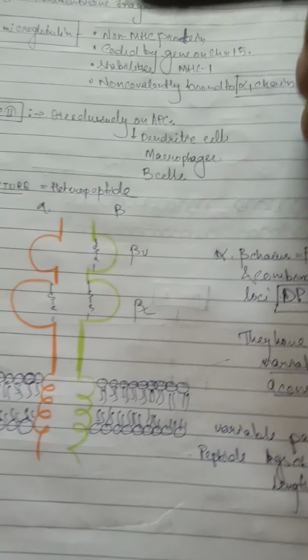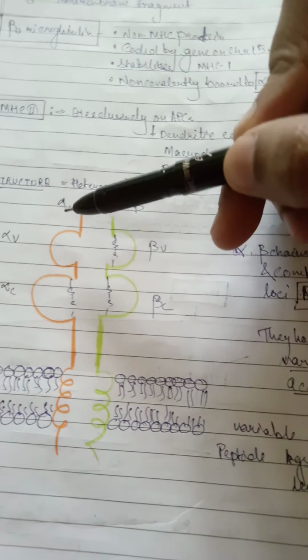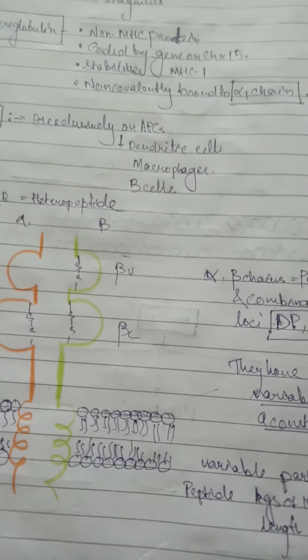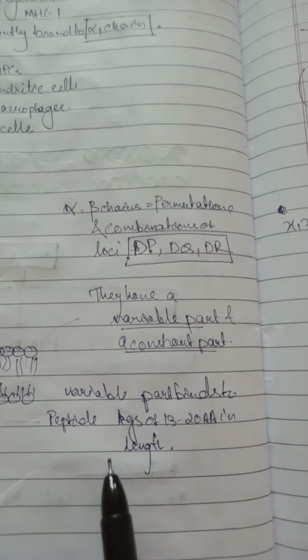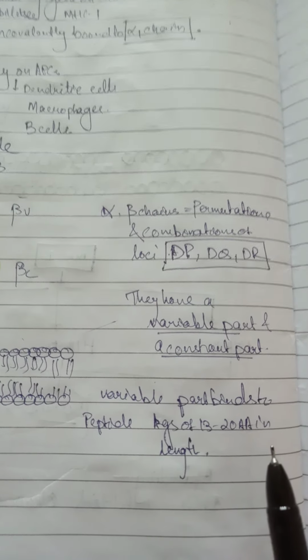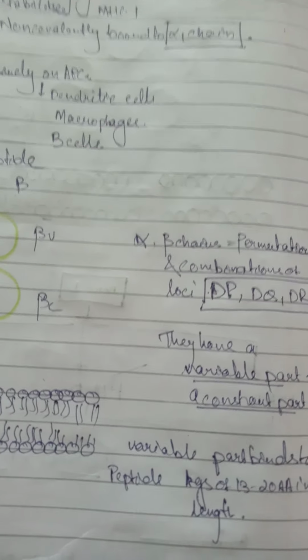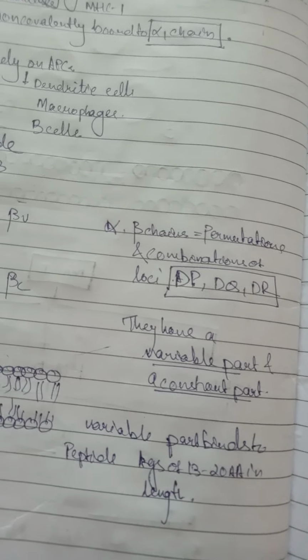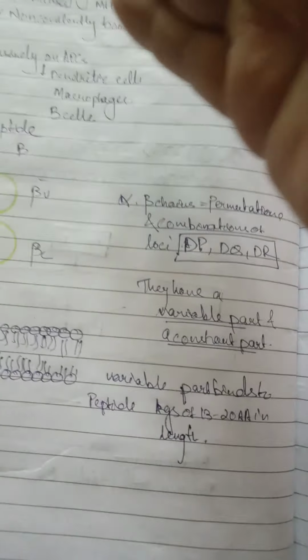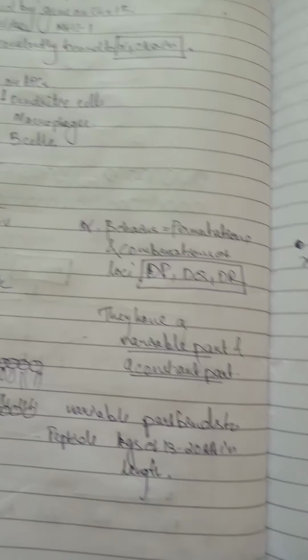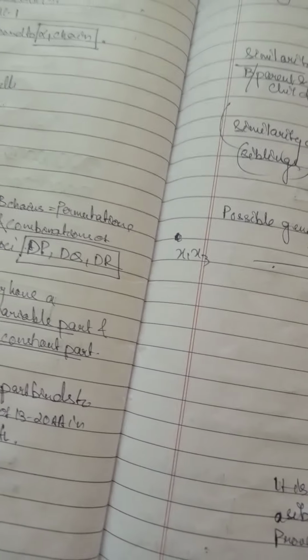The antigen binding pocket is formed by the alpha variable and beta variable parts of the MHC2 molecule, which can bind to peptide antigens having 13 to 20 amino acid sequences. So they can bind to polypeptides, and the MHC1 can bind to oligopeptides having 8 to 10 amino acids.